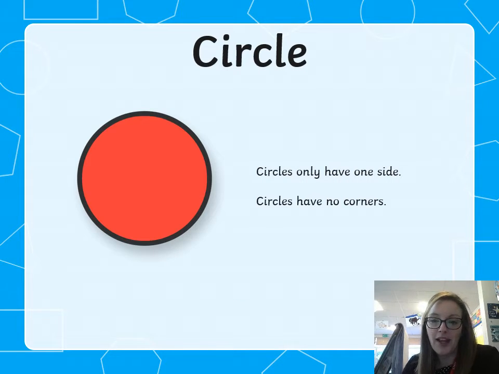So, a circle. This is a circle. Circles only have one side. You can see it goes all the way around, and a circle does not have any corners. Corners are those pointy bits of a shape, and a circle doesn't have any corners.